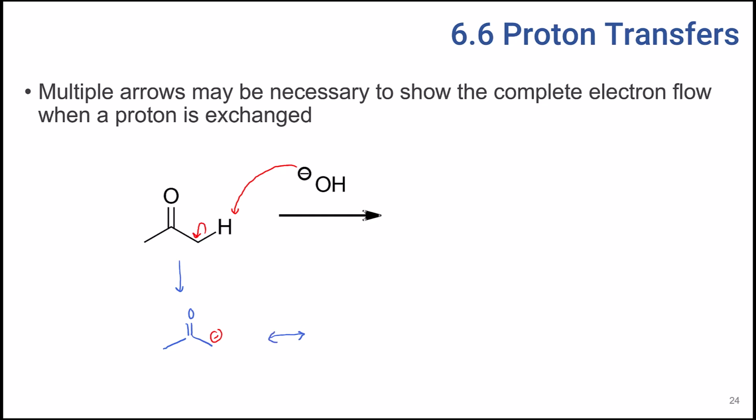And then we get a negative charge there. And if we want it, we can draw a resonance structure. These electrons can go into here to form a double bond, and those electrons go up top. So I have an extra lone pair of electrons on the oxygen, and my double bond is here. So these are curved resonance arrows. And then we had the protonation step that happened in the first step with the OH minus.